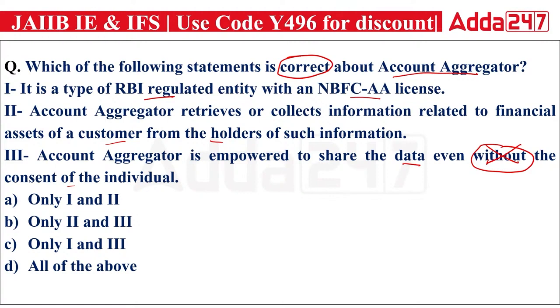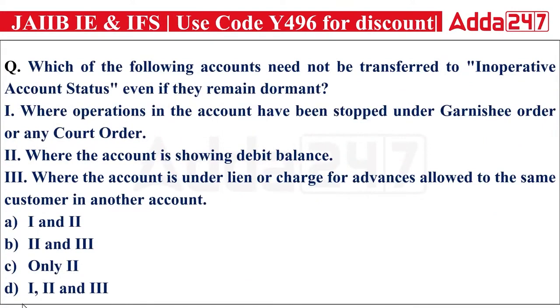The right answer will be that 1 and 2 are correct. The third one is not correct, because the third is saying without consent, when it should be with the consent. Okay, the right answer is A. You have to take the permission from the customer. If the customer says yes, only then provide the information about the customer's financial details.